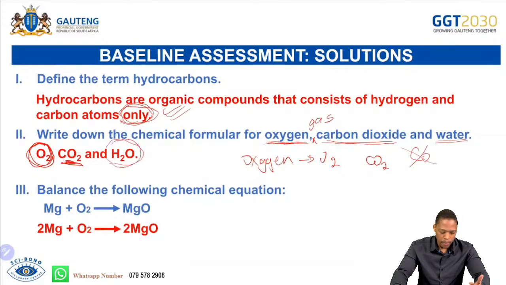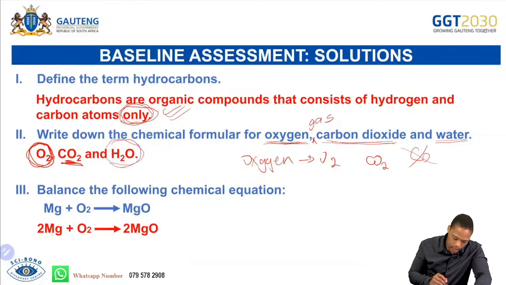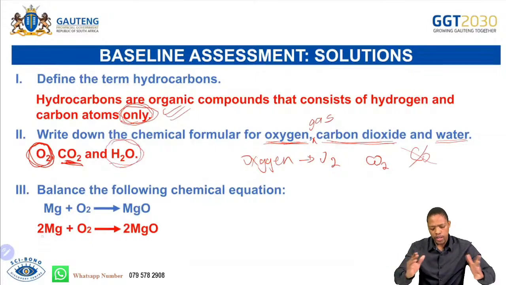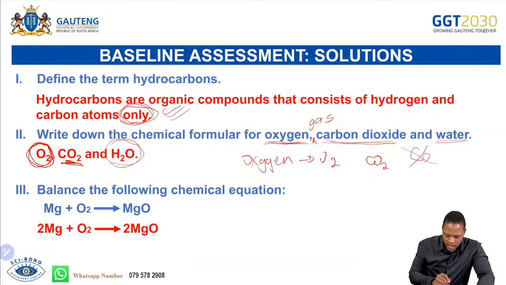Number 3, balance the following chemical equation. Well, the balanced chemical equation is as follows. You would remember that in grade 10, when we were balancing a chemical equation, we would look at the equation separately. So we'll start by looking at the right-hand side of the equation and then comparing it to the left-hand side. For example, when we look at this reaction, we'll say, how many magnesium atoms do we have on the left-hand side of the equation?